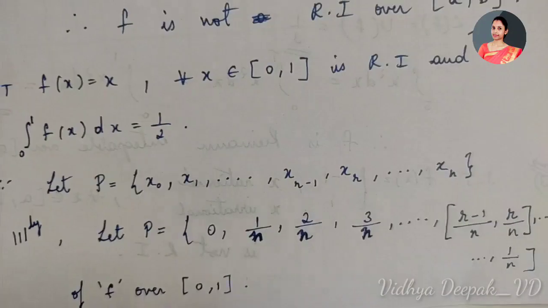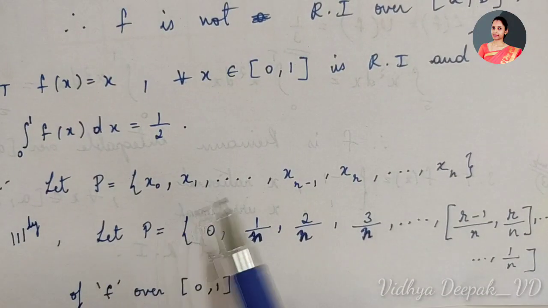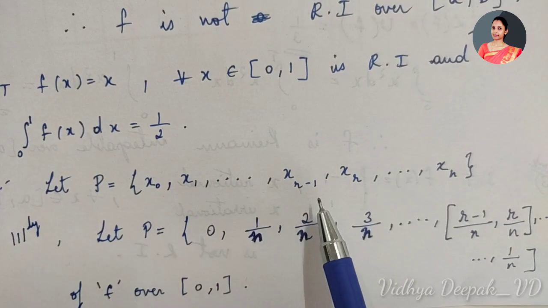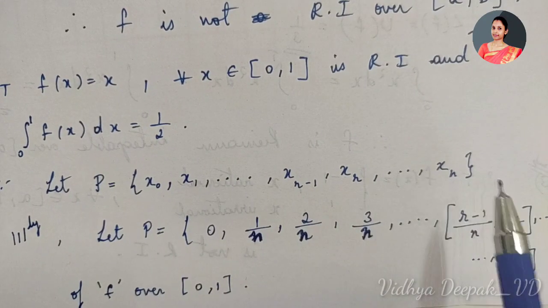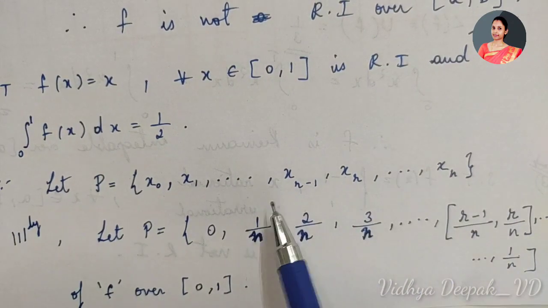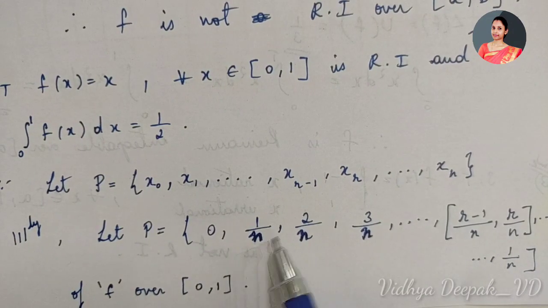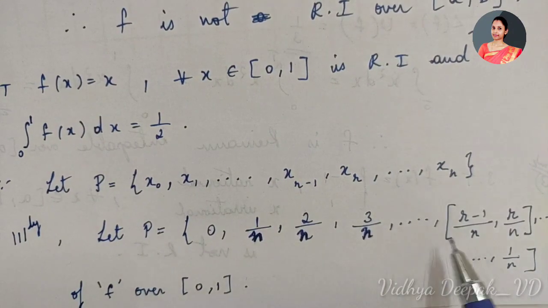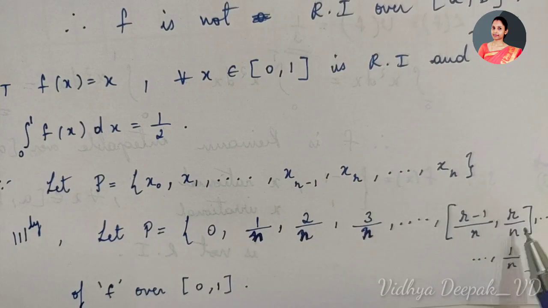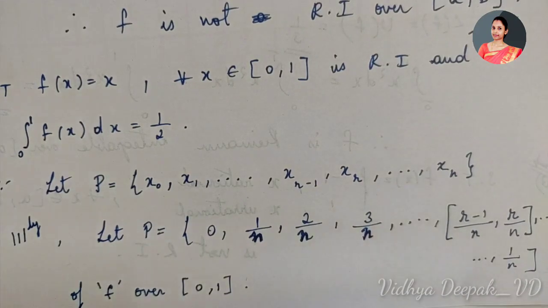So I am considering this partition P equal to x0, x1, etc., x(r-1), xr, etc., up to xn. Okay. Similarly, I am taking one more partition P equal to 0, 1 by n, 2 by n, 3 by n, etc., (r-1) by n, r by n, etc., up to 1 by n. Okay. So now I consider two partitions over the closed interval [0, 1].